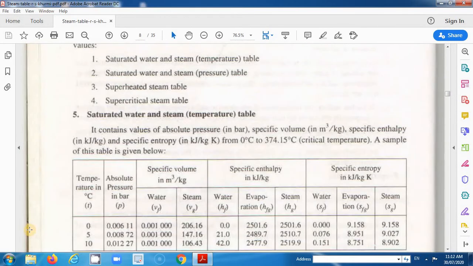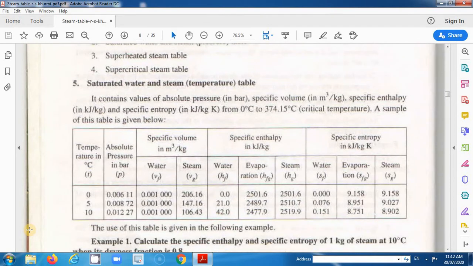Now you see, we have seen all types of steam tables. Here a sample of a steam table is given. Which steam table is this? You see that the first column is temperature, so it is a saturated water and steam temperature table. The first column is temperature, then the corresponding absolute pressure, specific volumes in meter cube per kg, specific enthalpy, specific entropies, and so on. So this is an abstract of the temperature based steam table.